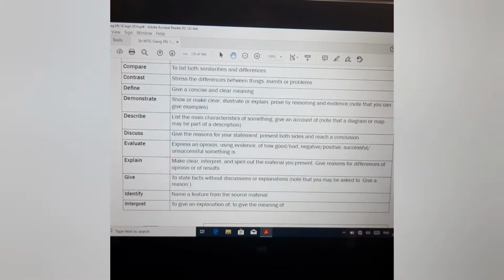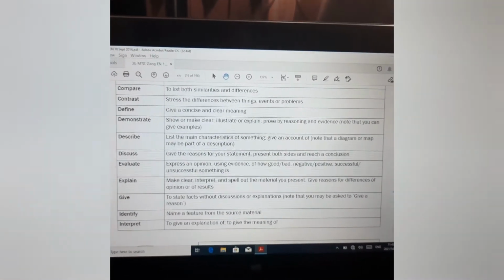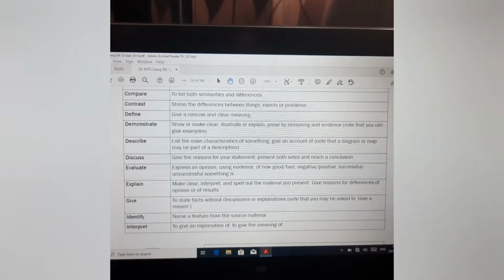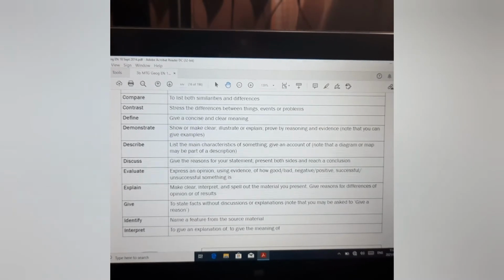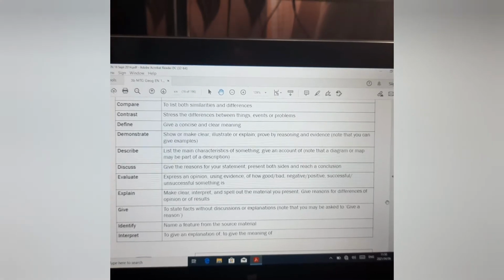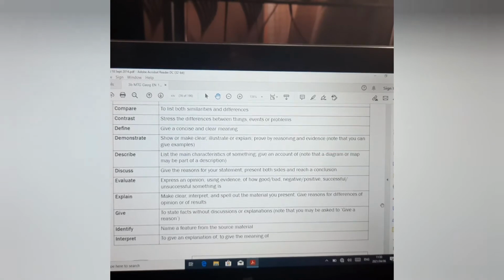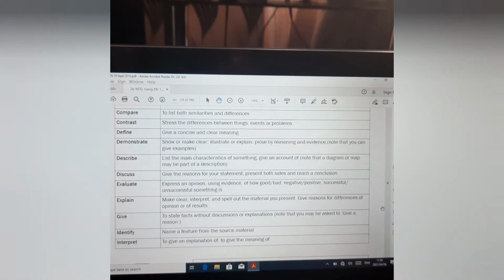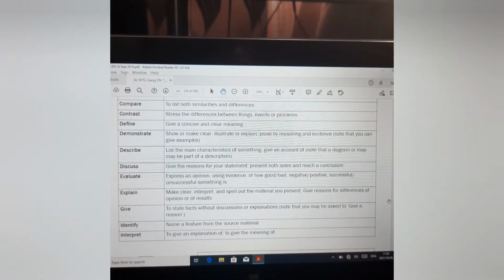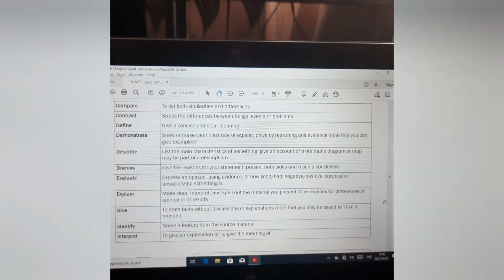Now let's go to describe. List the main characteristics of something. Give an account of. Note that a diagram or map may be part of the description. Also, when you describe, you can give a drawing and make sure your drawing is clear. You list the main characteristics of that. You give an account of it.